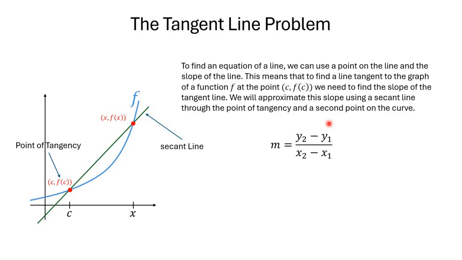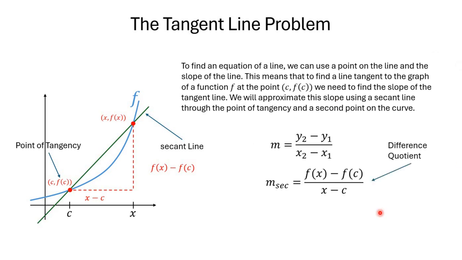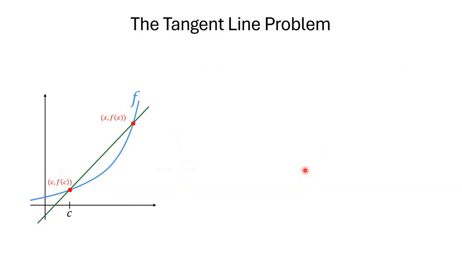So the slope of that secant line is going to be y2 minus y1, which is the f of x minus the f of c, divided by x2 minus x1, which in this case is x minus c. So I get this expression, a different difference quotient. So this difference quotient is the f of x minus the f of c divided by x minus c. And just like before, we can do the same thing.